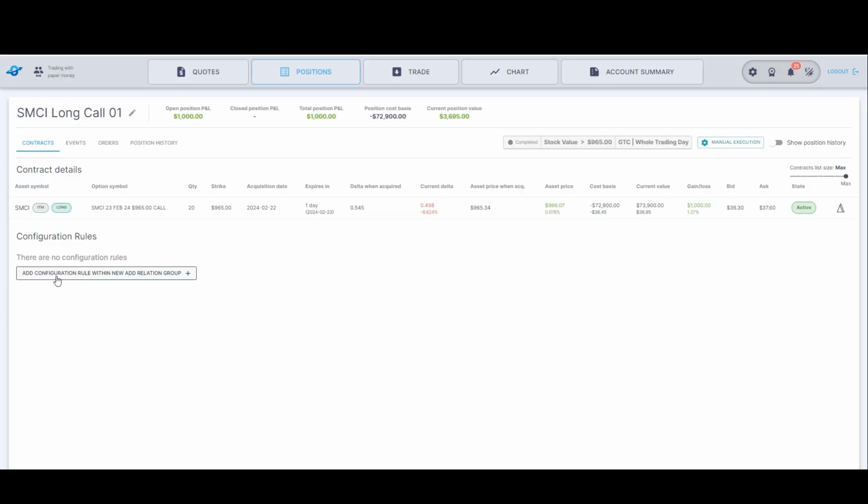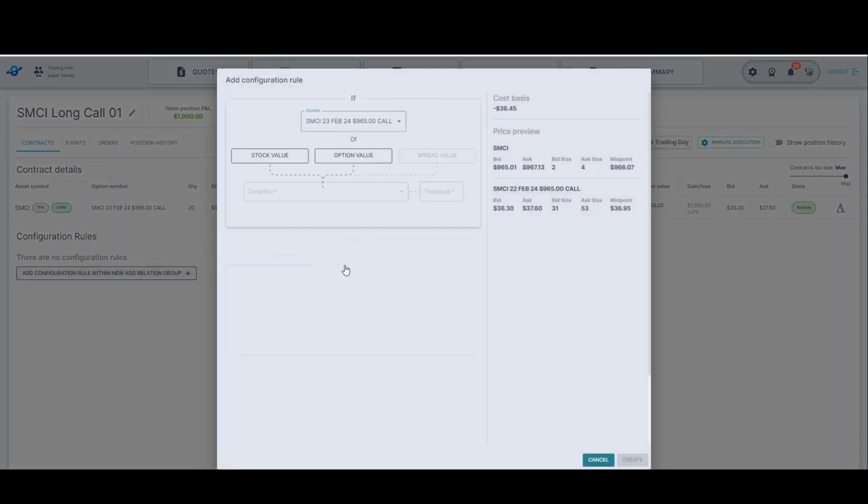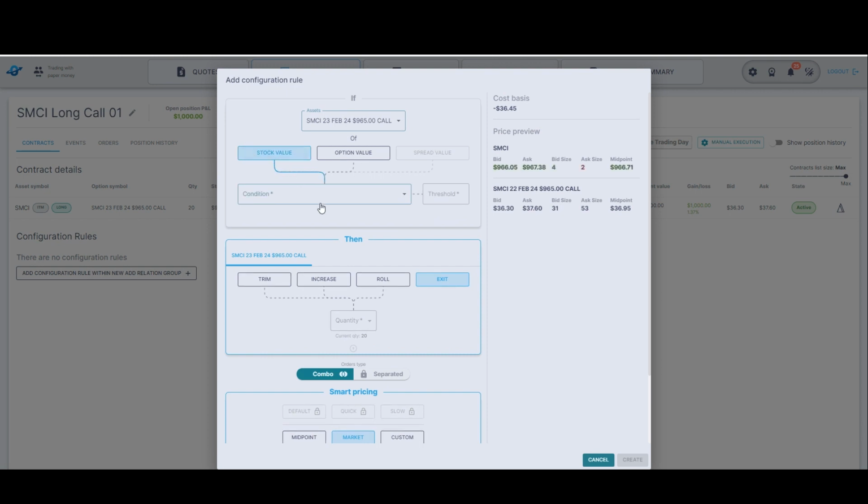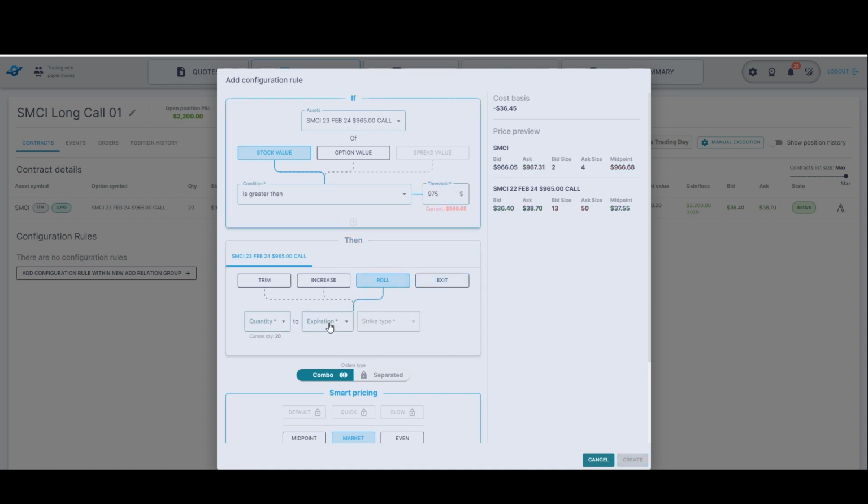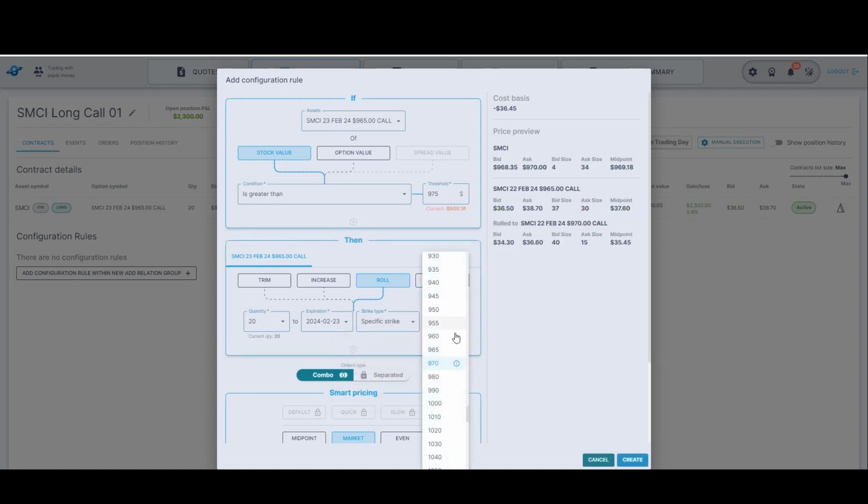So hit confirm. We're going to do a configuration where we use the stock value and we're going to roll these options up. If it gets greater than 975, we're going to roll all of our options up. So quantity, expiration, we'll roll them up to the at the monies. And specific strike, let's do, we can't do that. So let's go up to the 980s.